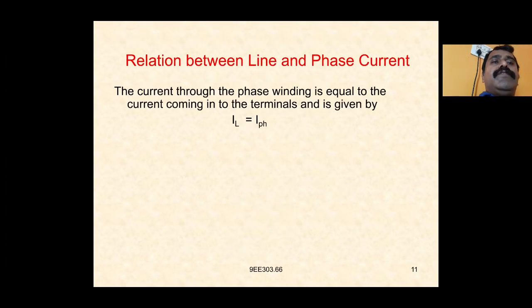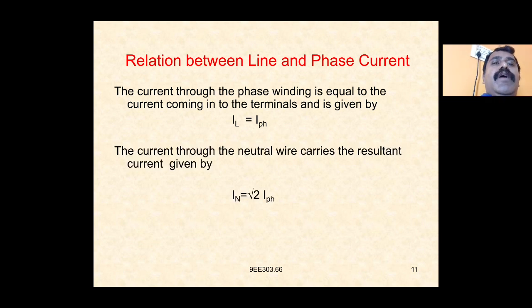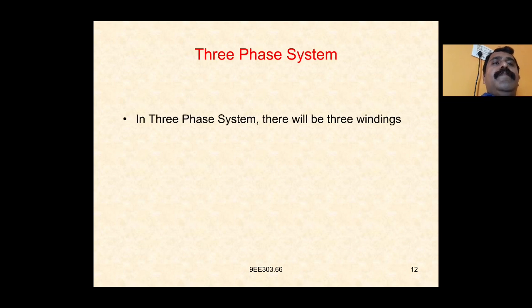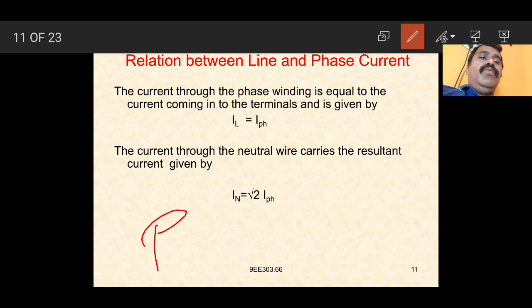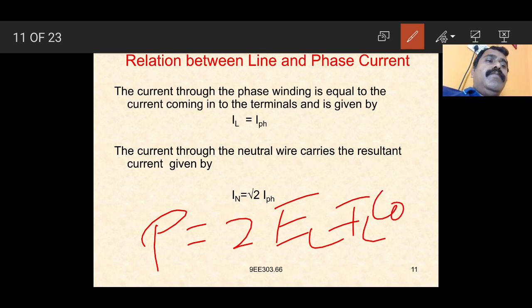So the relation between line and phase current. The current through the phase winding is equal to the current coming to the terminals, and is given by IL is equal to I phase. Again the neutral wire carries the resultant current, given by IN is equal to root 2 of I phase. Again for power, we can consider P is equal to 2 EL IL cos phi.